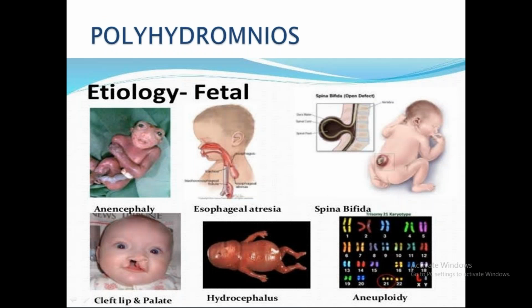What are the anomalies? See here, this is anencephaly. Here the fetal skull is absent. Okay, esophageal atresia. There will be narrowing at the level of the esophagus. Spina bifida, cleft lip and cleft palate, hydrocephalus, and chromosomal abnormalities. These are the few fetal anomalies which are displayed here. What will happen in anencephaly? Most of the time the examiners will ask this, because we also have a specimen in our department. In the exams usually we will ask.